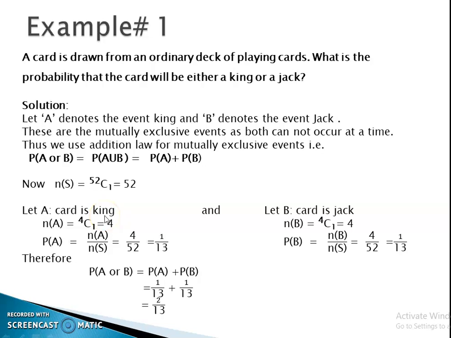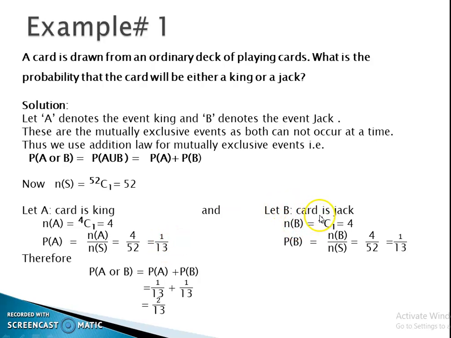Since we know that there are 4 kings in a deck of 52 playing cards, favorable outcomes to the event A are 4C1. Any one of the kings can be selected. Possible ways are 4. Probability of event A is equal to number of favorable outcomes to the event A divided by total possible outcomes, which is equal to 4 over 52, and is equal to 1 by 13.